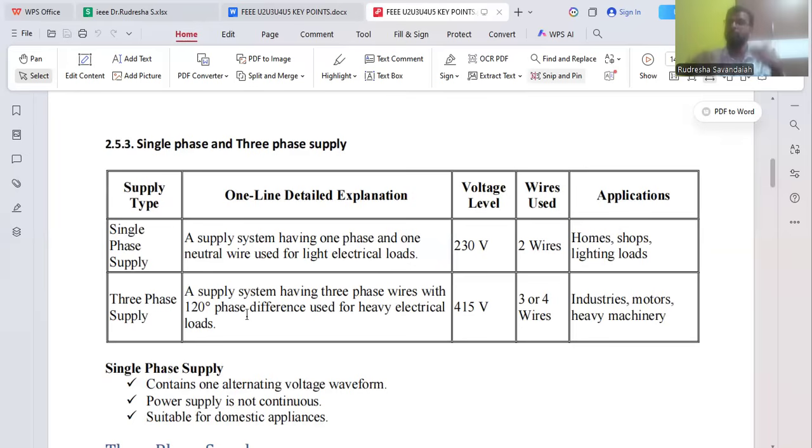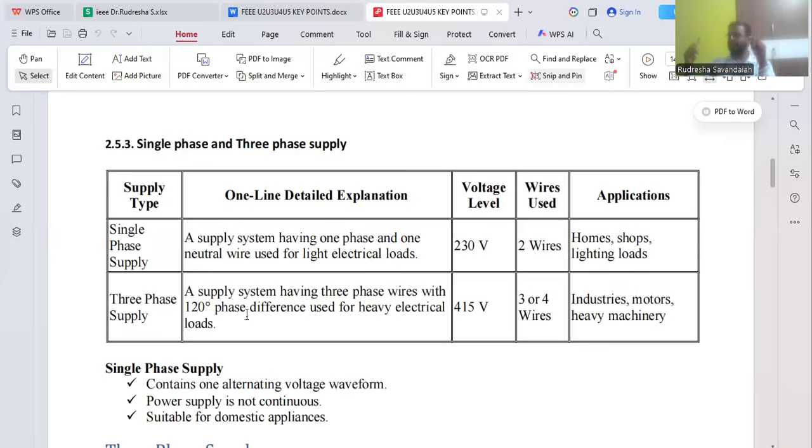Three phase is used for submersible pumps and heavy duty electrical loads. Three phase supply is a system having three phase wires with 120-degree phase difference, used for heavy electrical loads. This is the single phase, which has 230 volts. Everybody should keep this in mind. There are two wires, one neutral and another one phase.